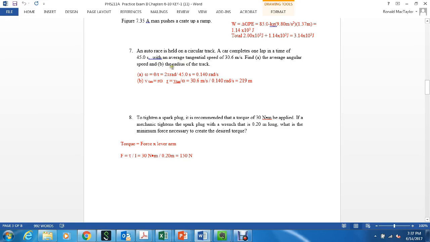The average angular speed is radians per second. To go around a circular track, it's 2 pi radians. We have the time, 45 seconds. So the angular speed is 0.140 radians per second. Since v tan equals r omega, now we want to solve for r. r equals v tan divided by omega. The tangential linear velocity we were given, 30.6 meters per second, divided by omega, 0.140 radians per second. Believe it or not, all of that cancels out such that we get an answer in meters.